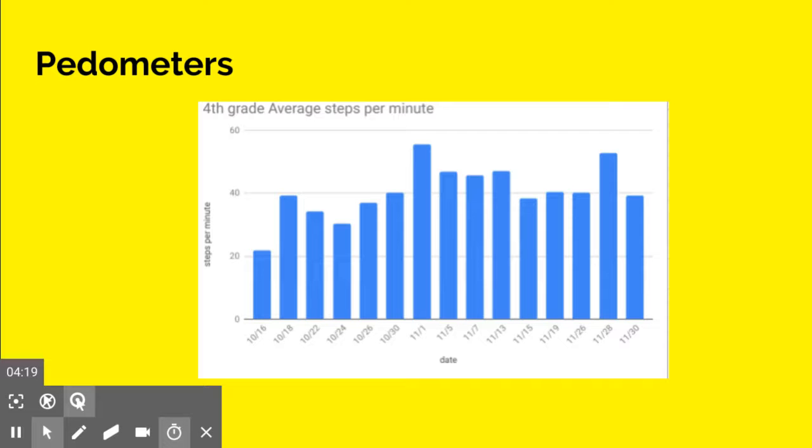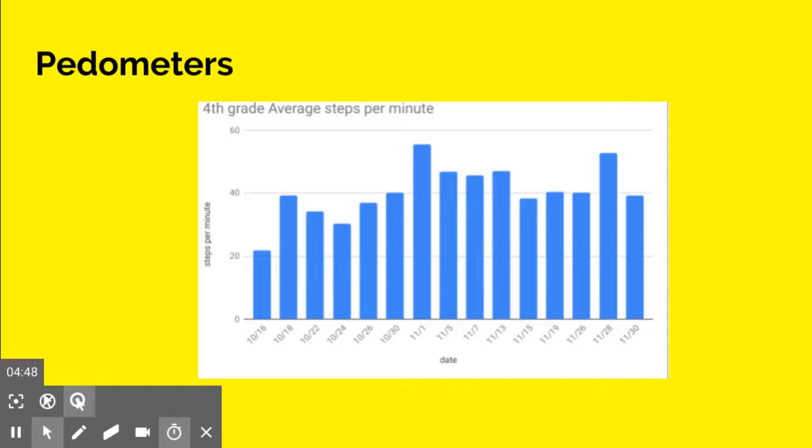On this chart, it shows the class average steps per minute for each class, and the 2 highest step days were on 11-1 and 11-28, which were also the days that the students were engaged in the most minutes of activity. On 11-1, they had 55 steps per minute, and then on 11-28, they had 52 steps per minute. And then the lowest day was on 10-16, which was 22 steps per minute.